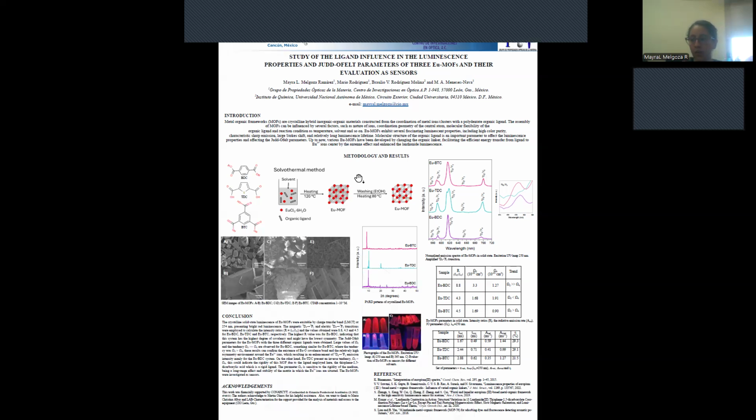We also present some images testing the Eu-MOFs as sensors. The Eu-MOFs were tested with some solvents, and some quenching of the luminescent intensity was observed for some of the solvents. We are still working on these tests, so that's all we have until now.